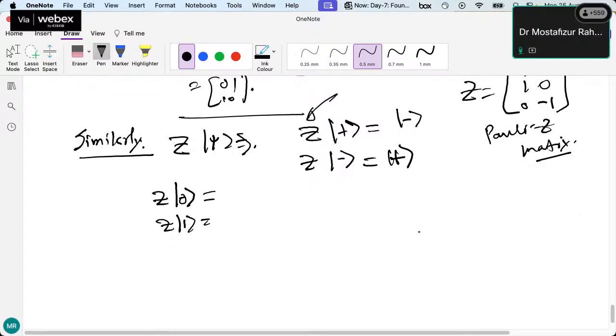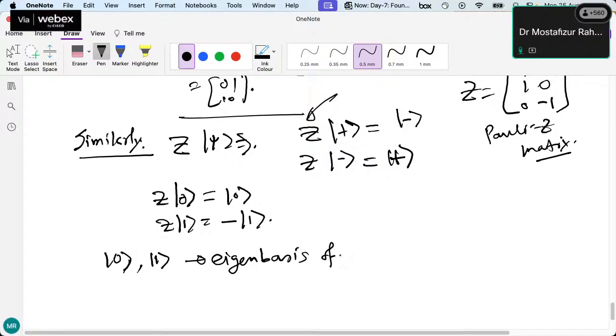But if you apply the Z operator on Ket0, you'll be getting Ket0. And if you apply the Z operator on Ket1, you'll be getting minus Ket1. That means 0 and 1, which were the computational basis representation, are the eigenbasis of the Z operator with eigenvalues lambda plus minus 1, right?